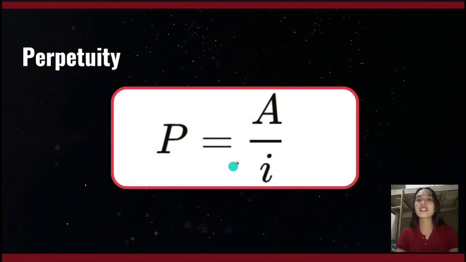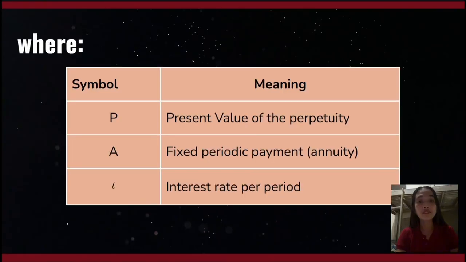And again, that is the formula of perpetuity, where P stands for the present value. This is the total amount of money that the entire stream of future payments is worth today. We also have A, where A stands for the annual payment or periodic cash flow, which is the amount you receive or pay every period, such as every year. We also have i, where i stands for the interest rate per period. So always remember that the interest rate is always expressed as a decimal. Okay? Are we all clear with that?